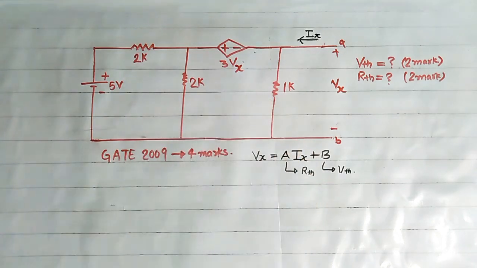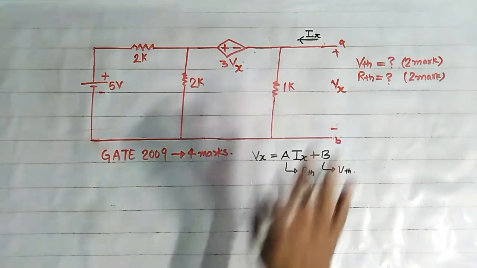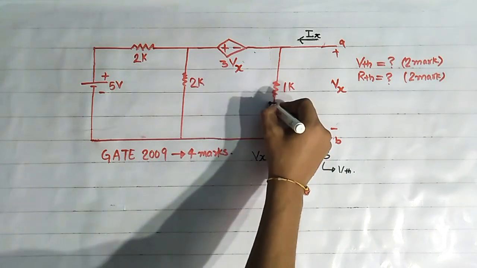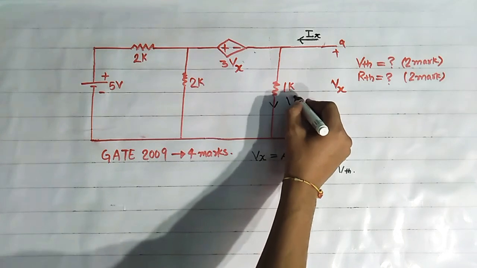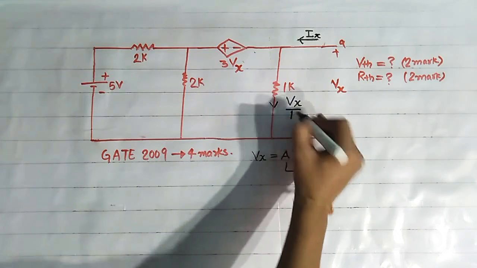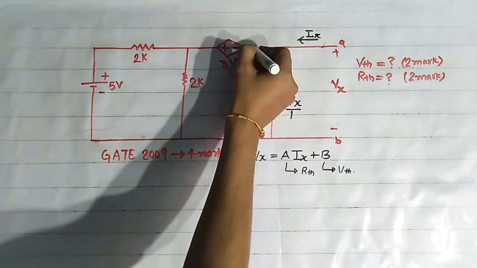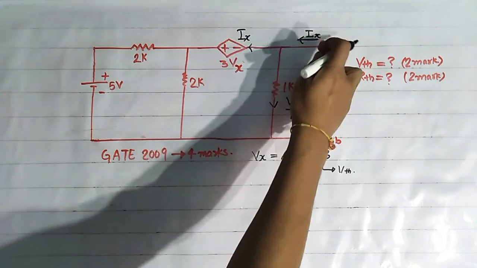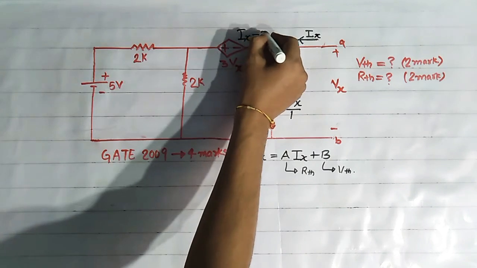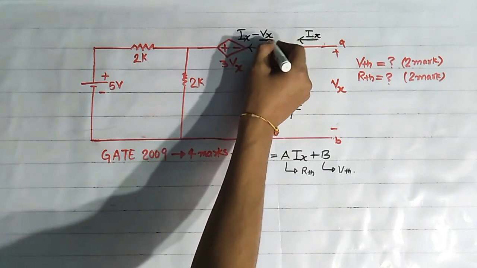What is the voltage across this 1 kilo ohm resistance? That is equal to Vx. So we can assume the current in this 1 kilo ohm resistance is equal to Vx by 1. Now what is the current in this branch? That is equal to Ix minus Vx by 1.